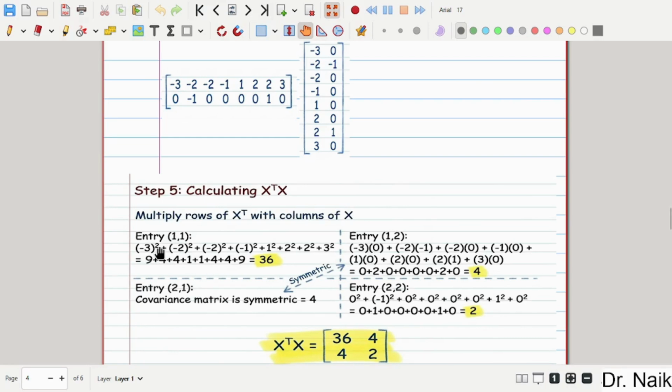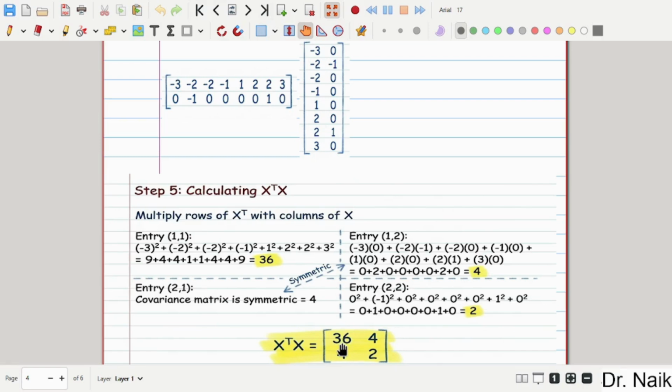So minus 3 square is 9, minus 2 square is 4, minus 2 square is 4, minus 1 square is 1, 1 square is 1, 2 square is 4, 2 square is 4, 3 square is 9. Sum all these numbers is equal to 36. So our first entry of X transpose X, that is 1 1 entry, is 36.